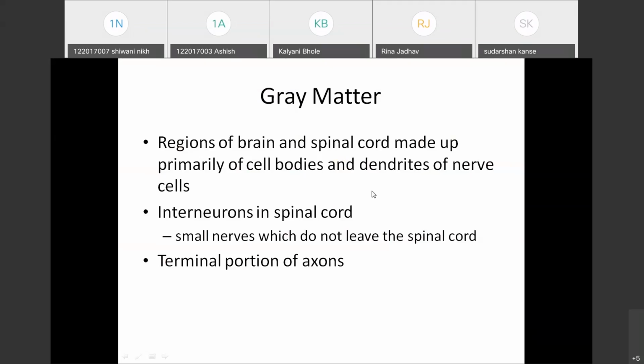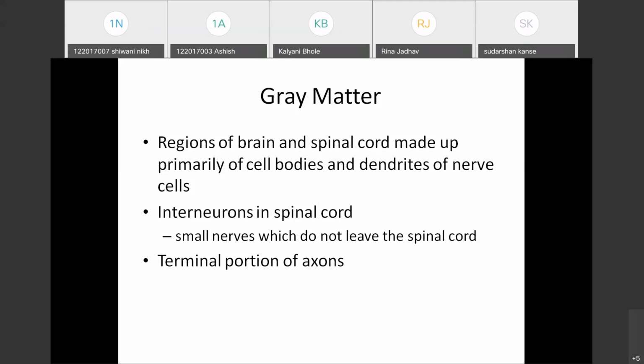All this is nothing but a region of brain and the spinal cord made up primarily of cell bodies and dendrites. So this whole nervous system is made up of the nerve cells. Okay, so when you say gray matter, it is primarily made up of cell bodies and dendrites of the nerve cells. And so next thing we will see is what do you mean by nerve and how its structure is.